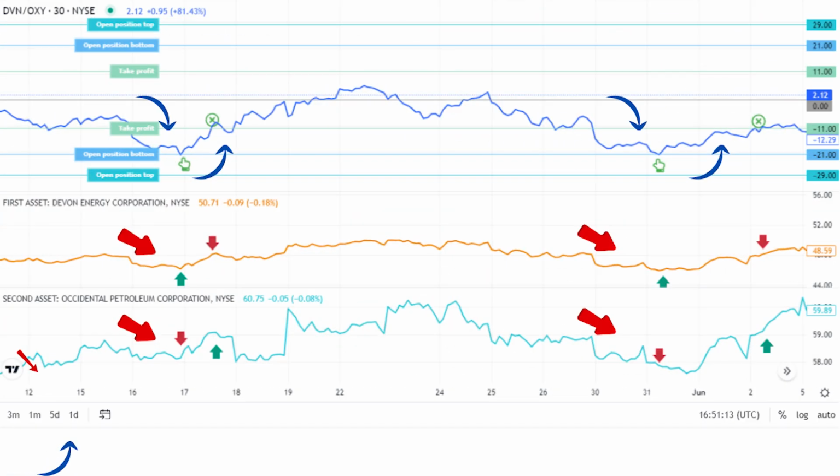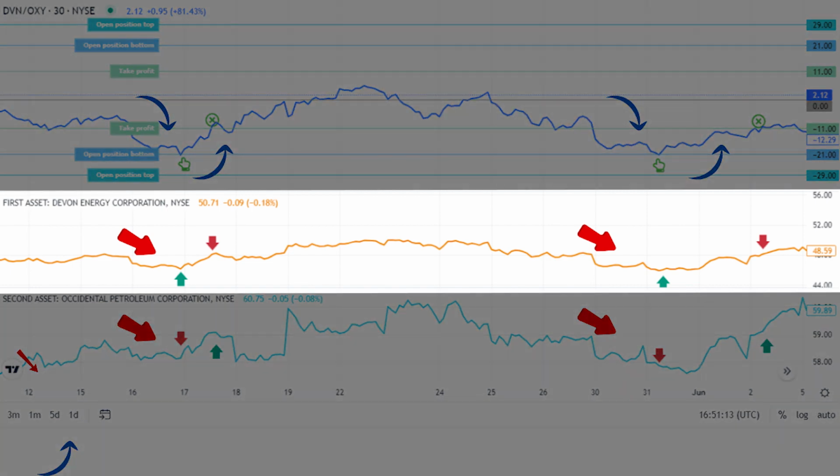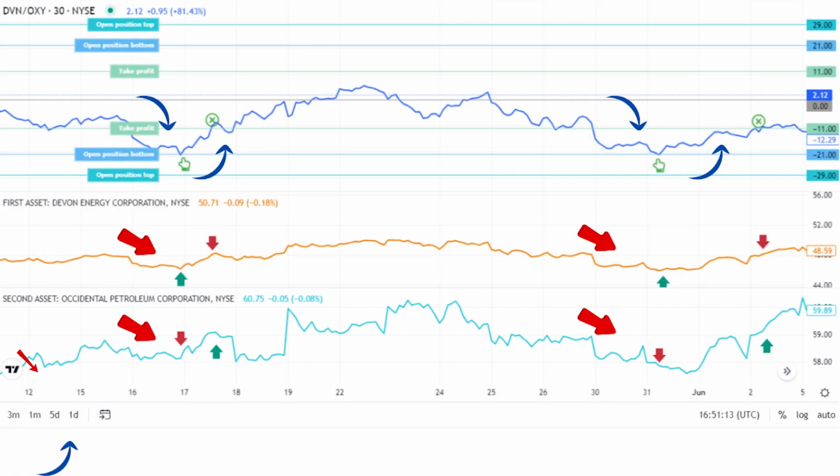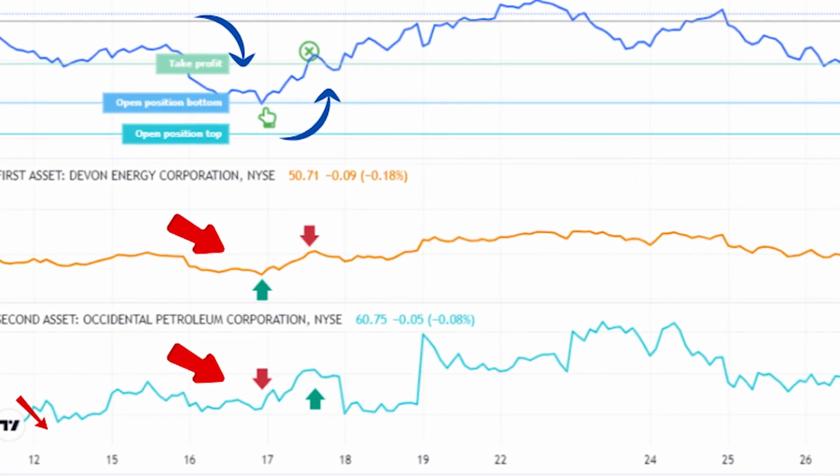The next example that I want to show you involves two energy company stocks. Now you can see here the orange chart is Devon Energy, symbol DVN, and the turquoise chart is Occidental Petroleum, symbol OXY. Now you can see that both stocks are trending lower, with the spread also widening to the downside. And this is due to the fact that Devon Energy is underperforming relative to Occidental Petroleum. However, on May 16th, the AI bot recognizes that Devon, with the green arrow here, starts to outperform Occidental, as shown with the red arrow.